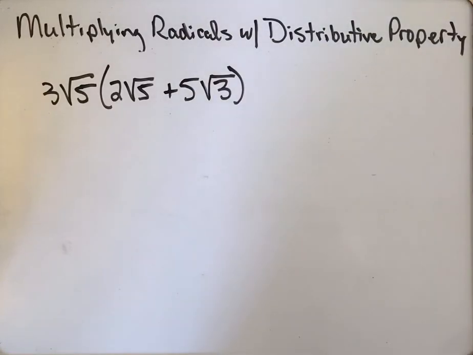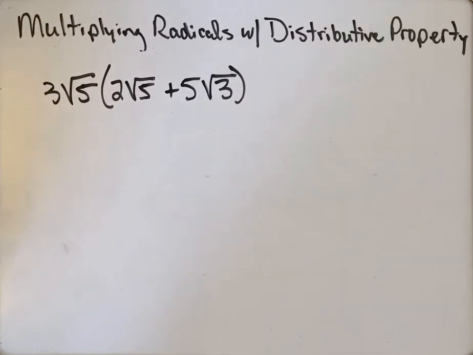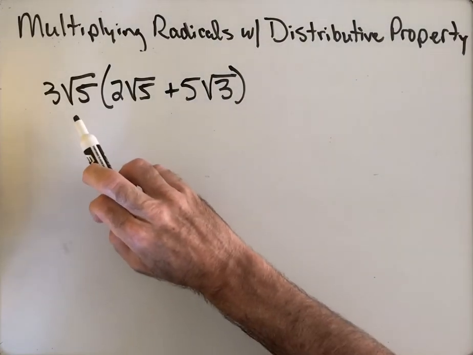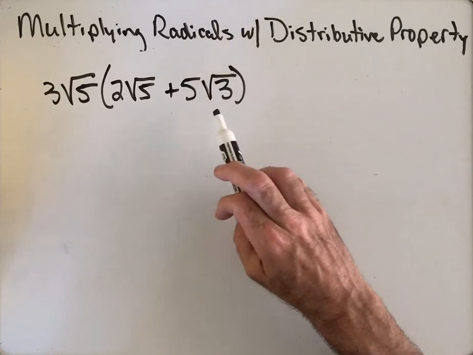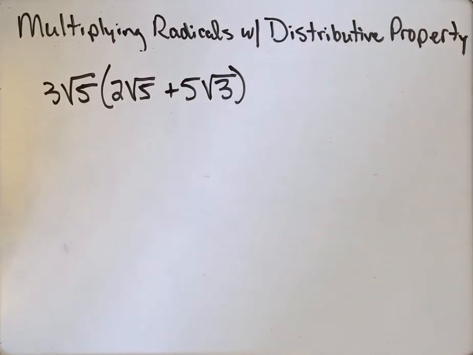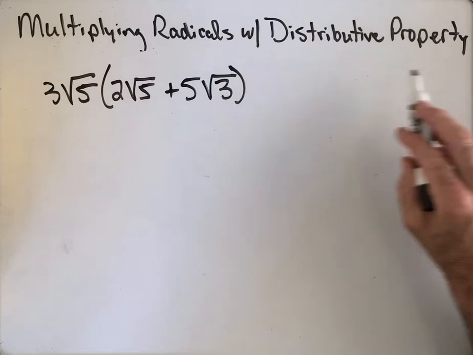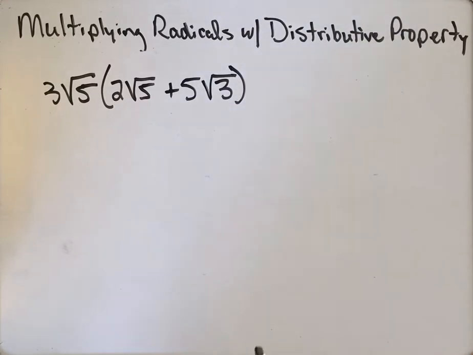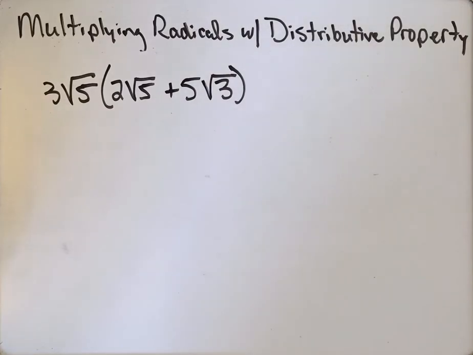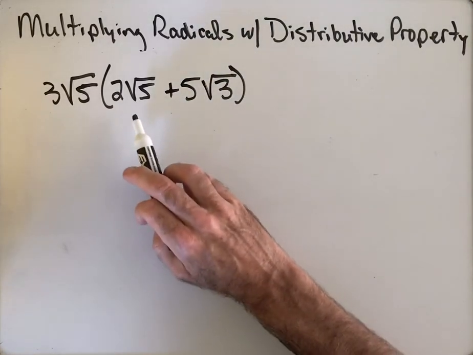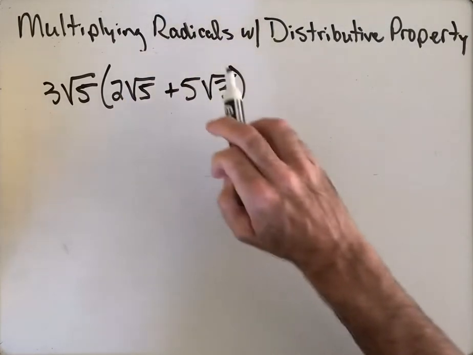Okay, so let's say we're presented with this beast of a radical expression. We see we've got 3 root 5 times the quantity 2 root 5 plus 5 root 3. Before we continue, before we decide we need to use the distributive property, we first want to look and examine inside the parentheses and even see if we need to do that.